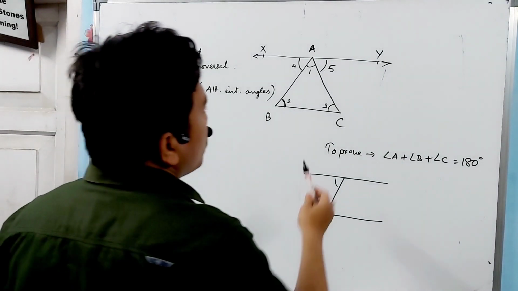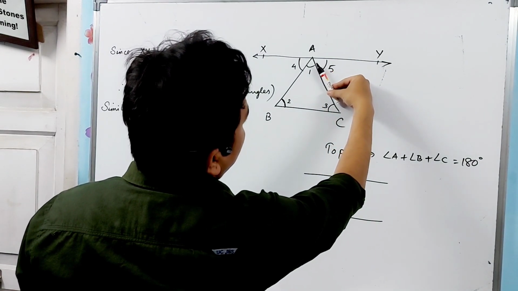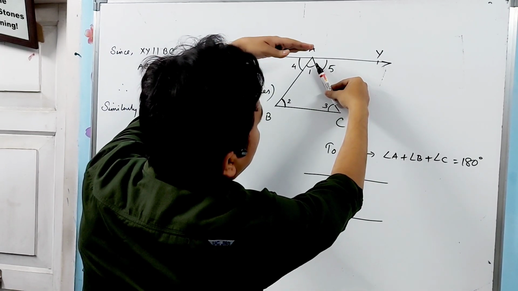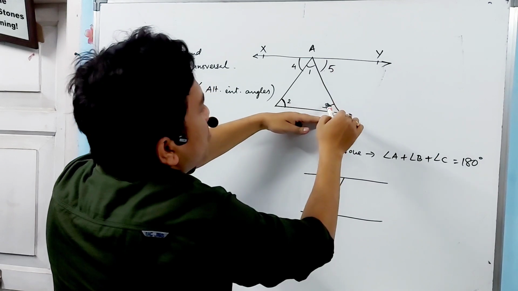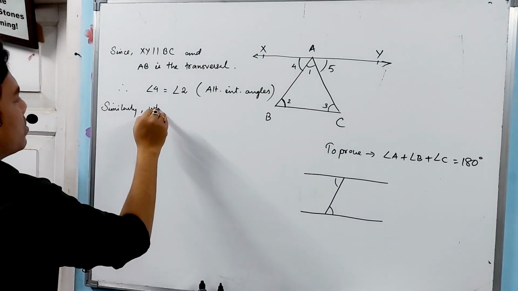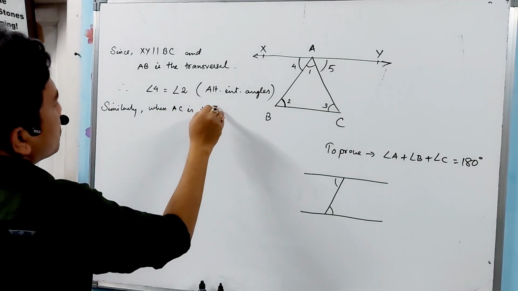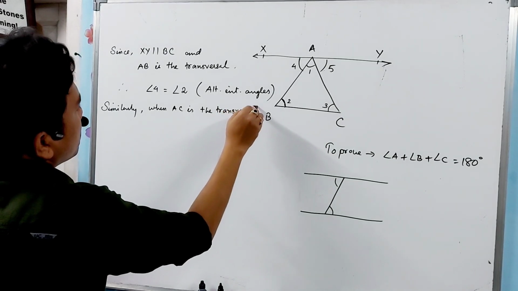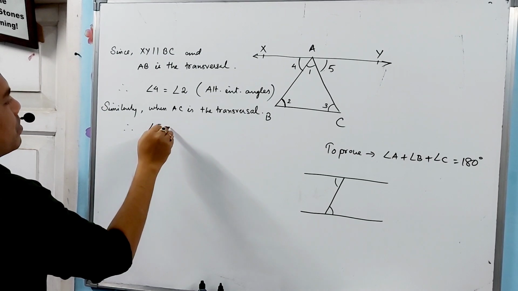Similarly, we can see one more transversal is here. AC is another transversal, and XY is parallel to BC, isn't it? Then obviously 5 will be equal to 3. Similarly, when AC is the transversal, then angle 5 will be equal to angle 3.